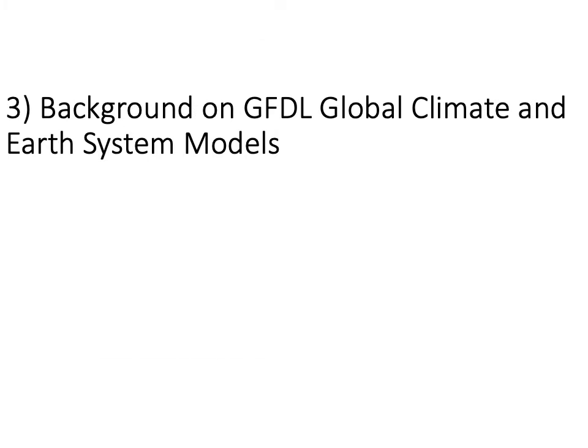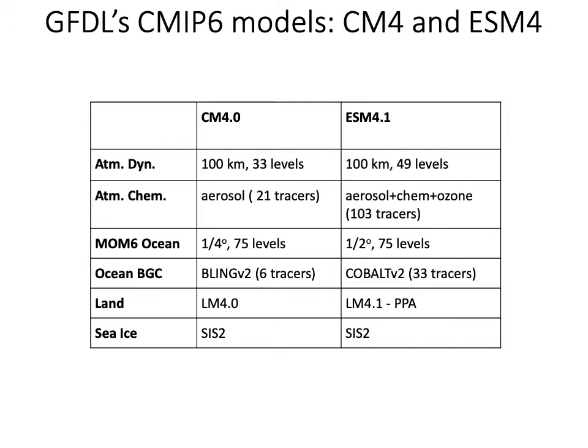Moving to the background on GFDL global climate and Earth system. For the recent Coupled Model Intercomparison Project phase 6, GFDL contributed two models called CM4 and ESM4. Both models include an atmosphere on the order of 100 kilometers, with CM4 having a lower top than the ESM. The atmospheric chemistry is more comprehensive in the ESM, including ozone.